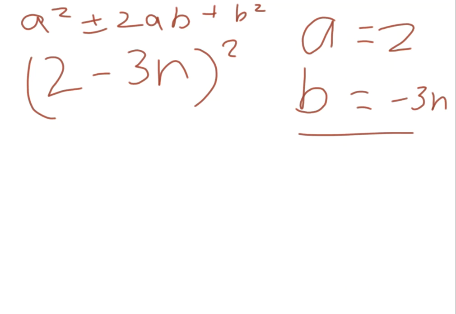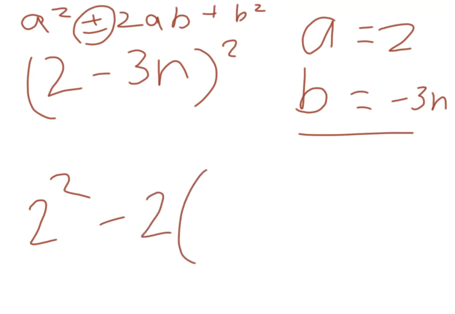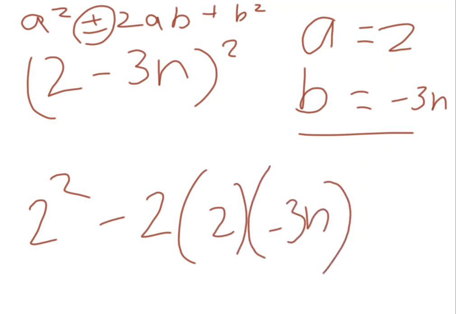So we'll plug in 2 for a, and then plus, or we should have minus there, actually. Well, the plus or minus completely depends on what the next number is. And the next number is, so 2ab, 2 times 2, and then negative 3n. We will figure out the plus or minus later. And then we have b squared, so that's plus negative 3n squared.